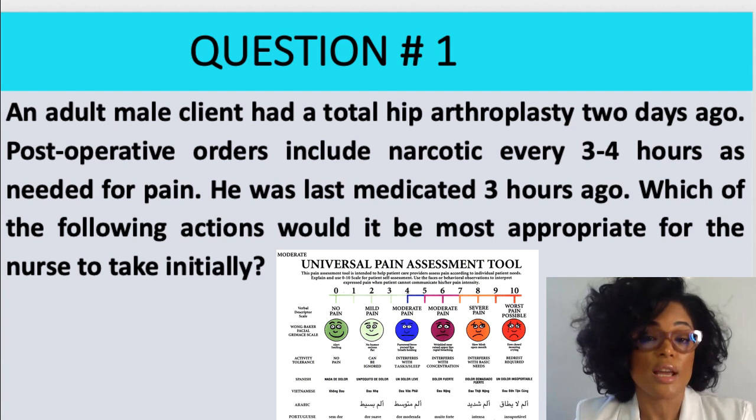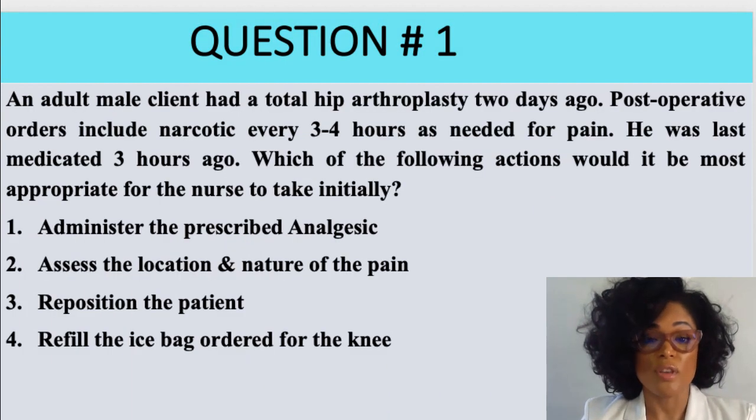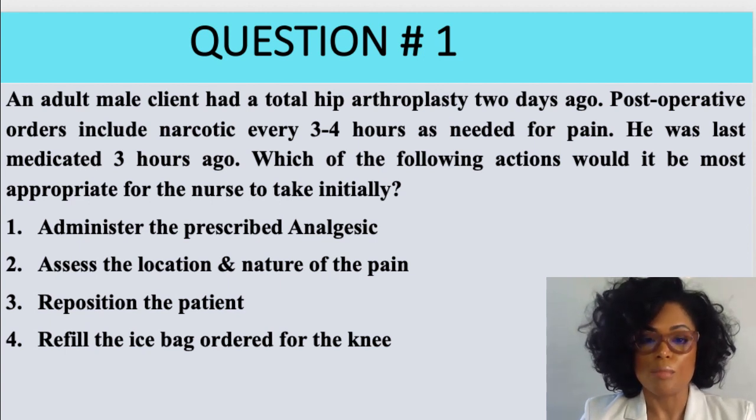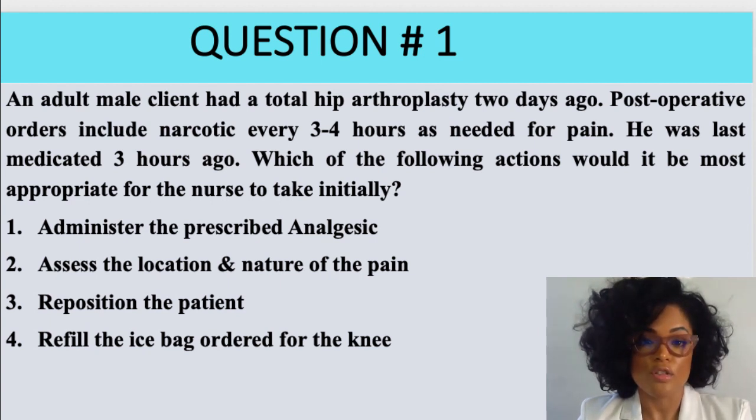Let's show you the answer choices. Here you have the answer choices for our adult male client who had a total hip arthroplasty 2 days ago. Number 1, administer the prescribed analgesic. Number 2, assess the location and nature of the pain. Number 3, reposition the patient. And number 4, refill the ice bag ordered for the knee. Looking at our question and knowing that there are some assessments missing here, which one would it be?